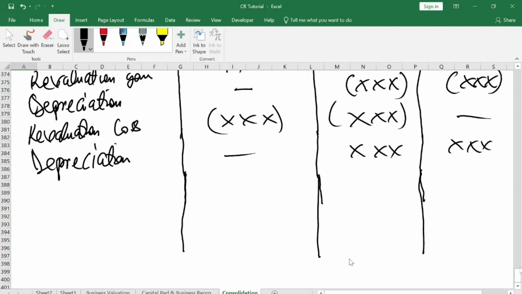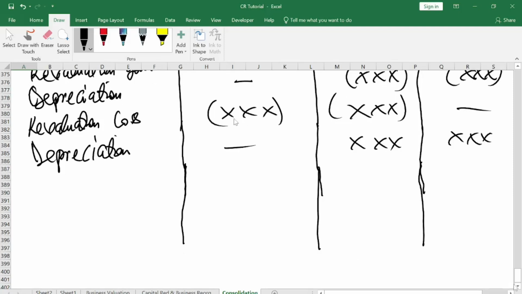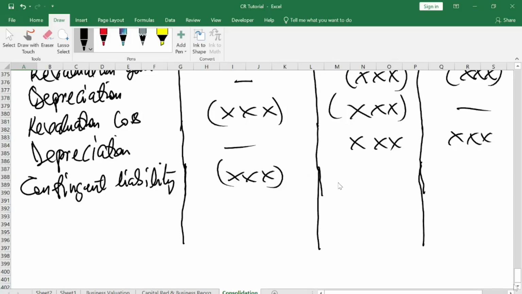Do you understand? Okay. If it is a loss, yes sir, if the revaluation is low, depreciation is positive. So if you have maybe a contingent liability, bring it here. Contingent liability, because it's a liability, it will always be in brackets, right? Beginning and then at the end, if it is the same, then all of them will be negative like that. Okay, good. Now we have what we call unrealized profit on inventory.